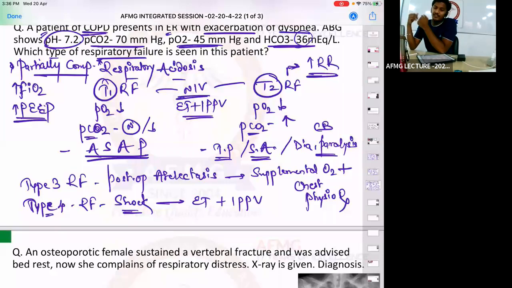But in type 2 respiratory failure, what should be increased? Okay, no issues with this. Remember the funda: in type 1 there is hyperventilation, in type 2 there is hypoventilation. Okay, with this everyone will understand.